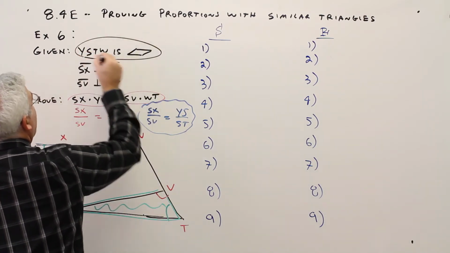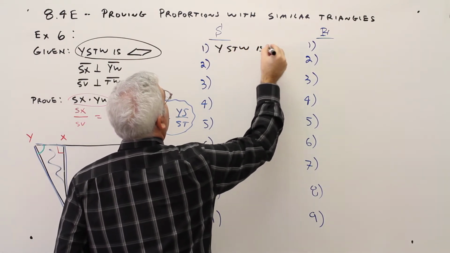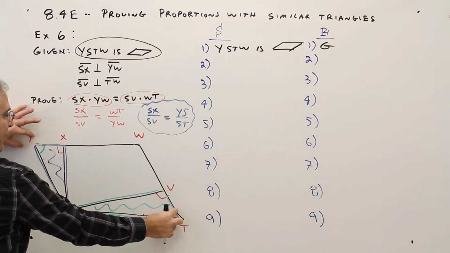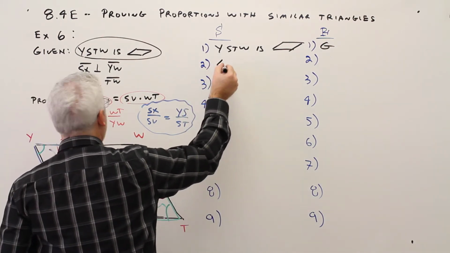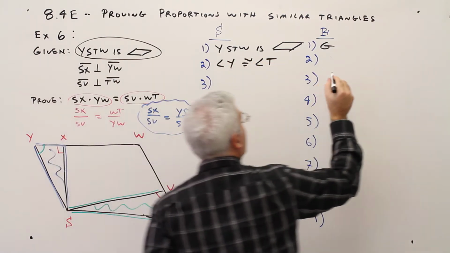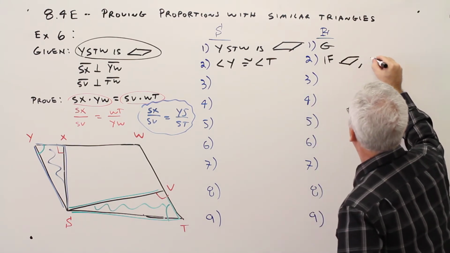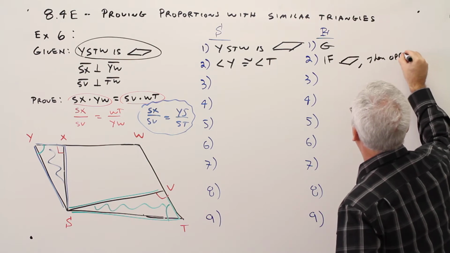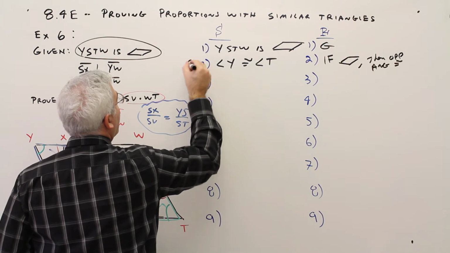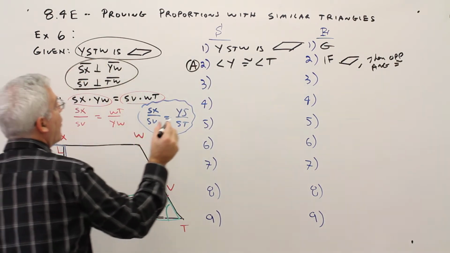Okay, so let's start by getting the triangles similar. I'll start with this. YSTW is a parallelogram. Given. Based on that, I got these opposite angles to be congruent. So angle Y is congruent to angle T. If parallelogram, then opposite angles congruent. That's one of my angles in angle-angle similarity. Then I'll use these statements over here.